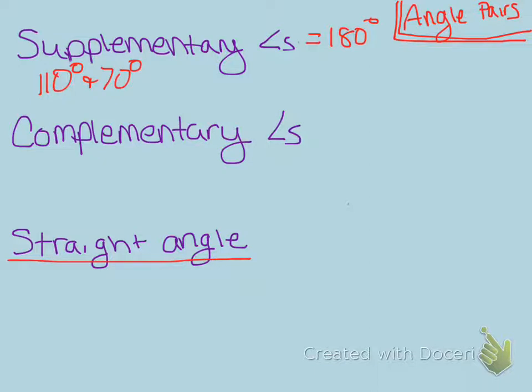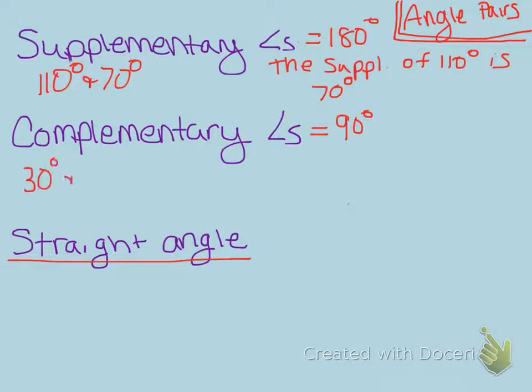When we talk about these pairs, we talk about an angle having a supplement. The supplement of 110 degrees is 70 degrees. The supplement is what makes the angles add up to be 180. For complementary angles, those add up to be 90 degrees. An example of that would be 30 degrees and 60 degrees. For this one, we talk about the complement. The complement of 30 degrees is 60 degrees.